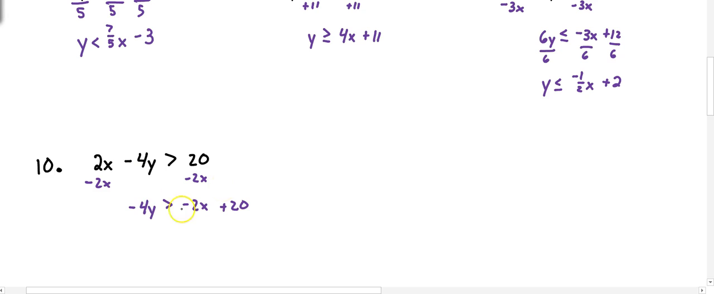In order to get y by itself, we're going to divide both sides by negative 4. Remember, when you divide or multiply by a negative number, we have to flip our inequality sign. So now we have y is less than 1/2 x minus 5.